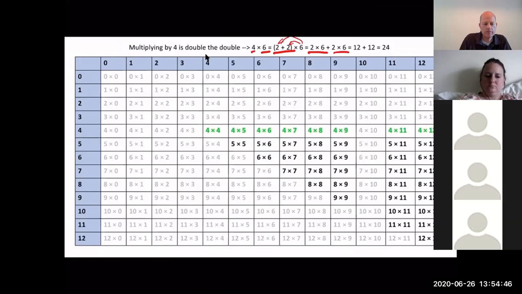So doubling the double means that I'm going to add on the same number, the 12 and the 12 here, and it's easy to do the same process a couple of times. Okay, and I get to 24. All of these can be done by doubling the double. So what I did was I showed you how to do that one. 4 times 8: I can do 2 times 8, 16, and add 16 again to get to 32.